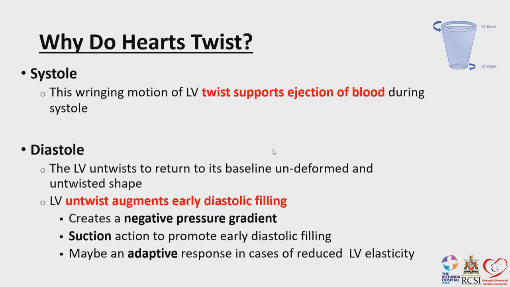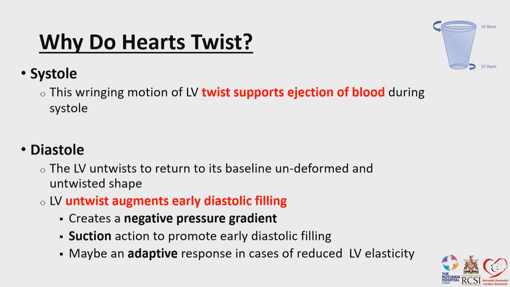So why do hearts twist at all? In systole, the wringing motion of the left ventricle twists. It supports ejection of blood during systole, but it also has impacts on the diastolic function of the heart. So as the LV untwists to return to its baseline, undeformed, untwisted shape, this actually helps augment early diastolic filling. It helps to create a negative pressure gradient. It's like a suction action that helps promote early diastolic filling, and it may actually be an adaptive response in cases of reduced LV elasticity.